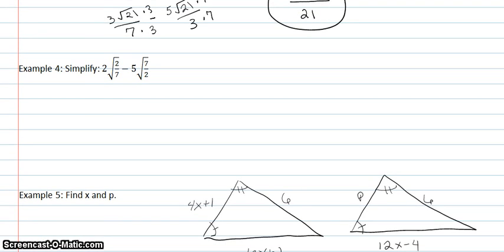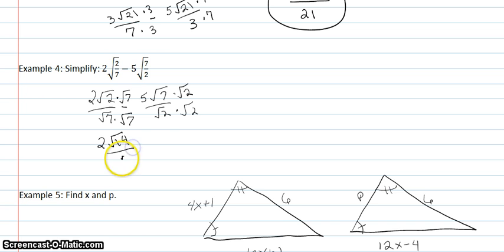Okay, the next one is very similar. We're going to have 2 square roots of 2 over the square root of 7 when I split up the first one, minus 5 square roots of 7 over the square root of 2. On the first one, I'll multiply top and bottom by the square root of 7, because that is what is in our denominator. And on the second one, I'll multiply top and bottom by the square root of 2, because that's what's in the denominator. So I'll have 2 square roots of 14 over 7 minus 5 square roots of 14 over 2.